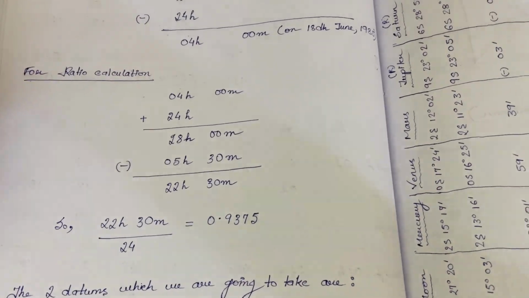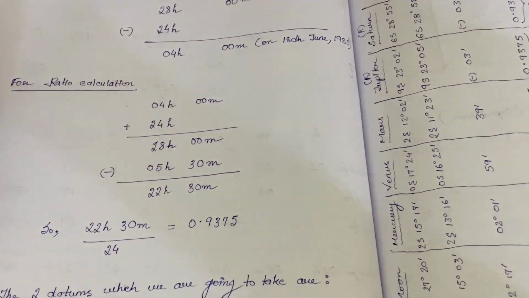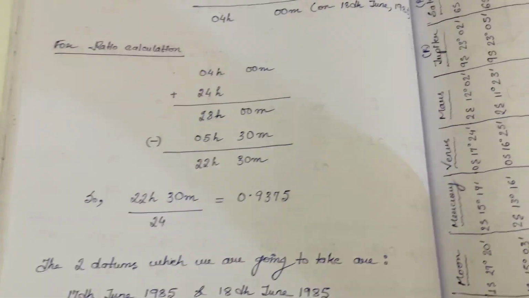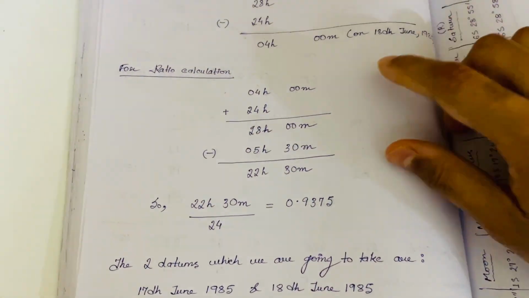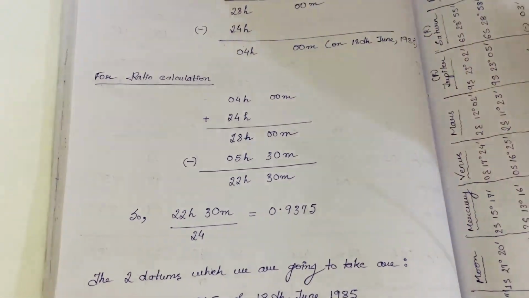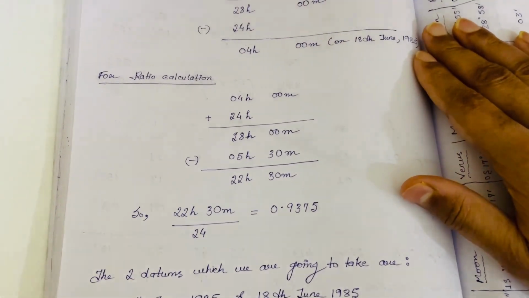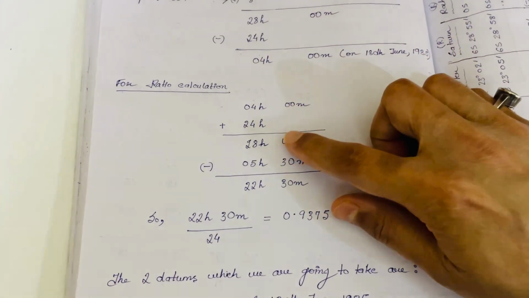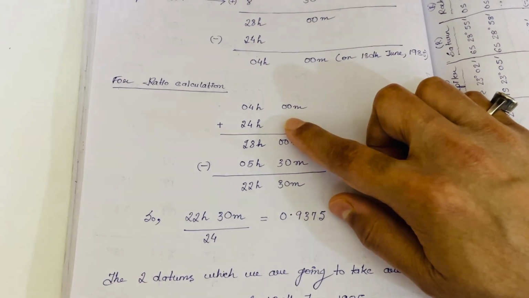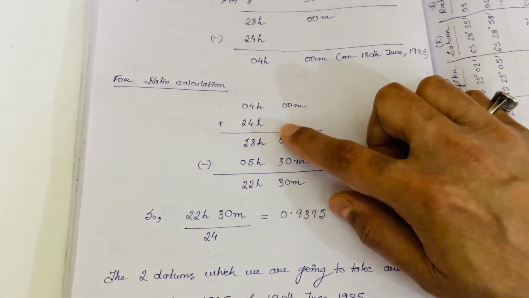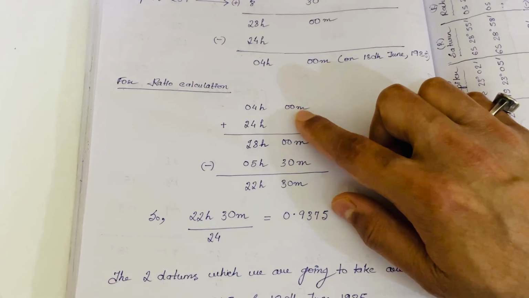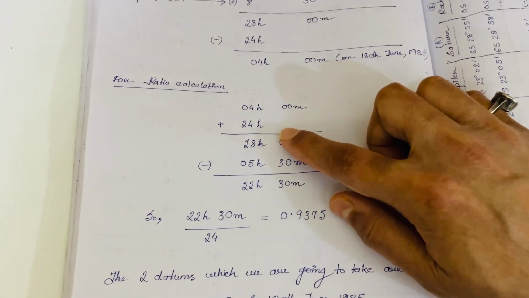So for the ratio method, as it is 4 hours 00 minutes, now understand these things. You have to keep all of these things in your mind. As this particular IST time is less than 5 hours 30 minutes, we have to add 24 hours to it, because it is less than 5 hours 30 minutes.